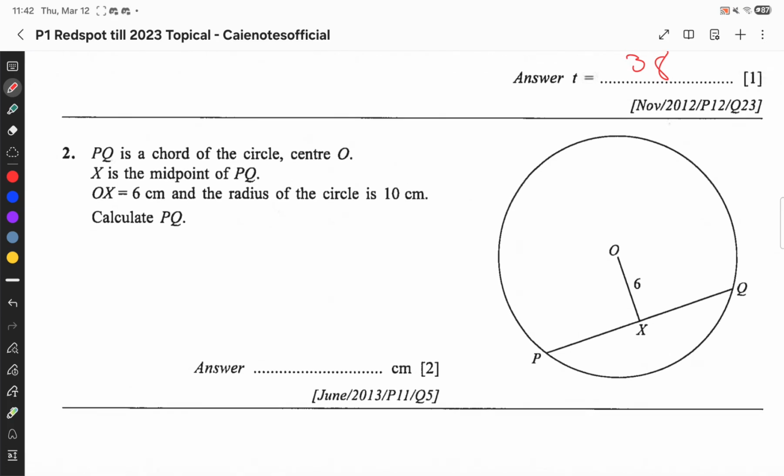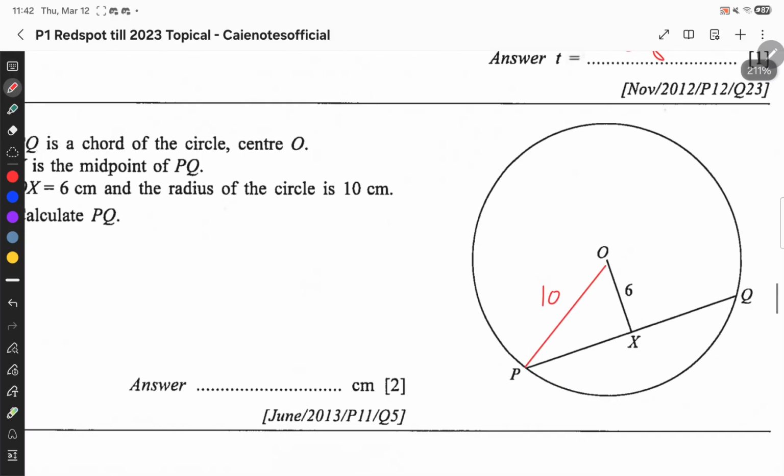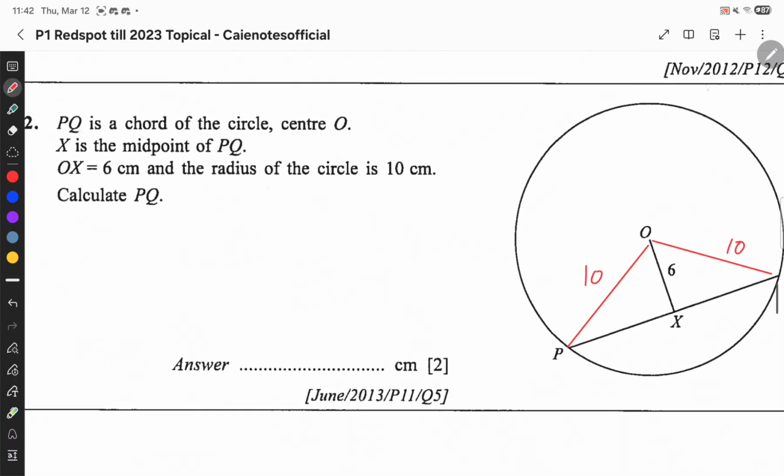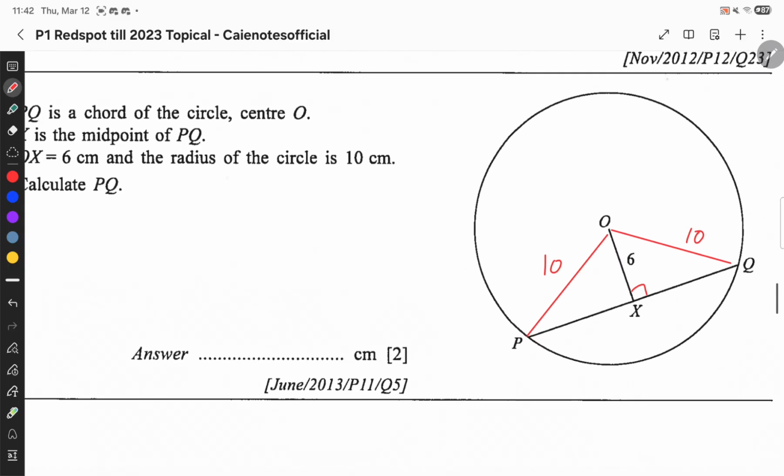The radius of the circle is 6, so it's 10. Sorry, yeah. So we immediately draw radii to all the points, like so. We will use the second last rule in my notes, which is that this is 90 degrees. This is always a perpendicular bisector.